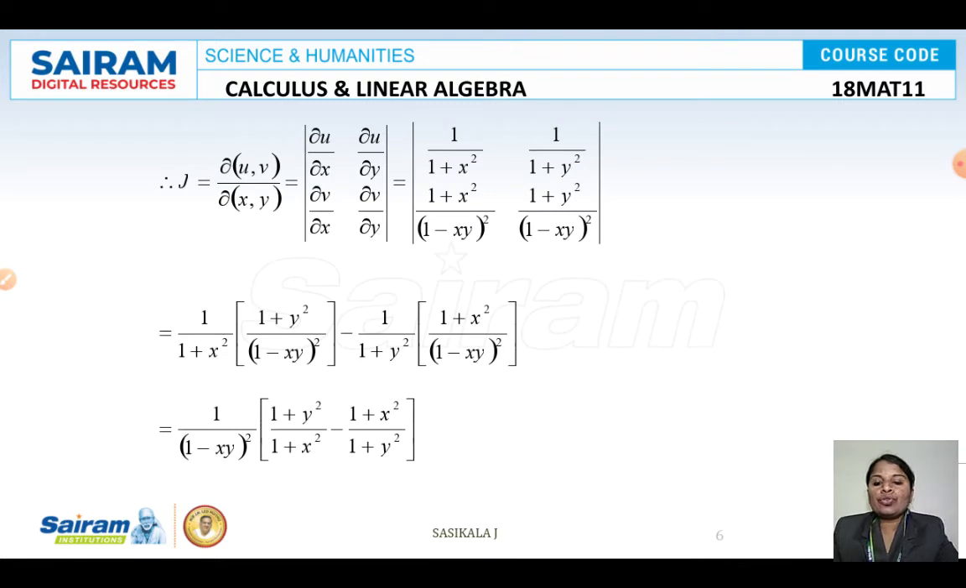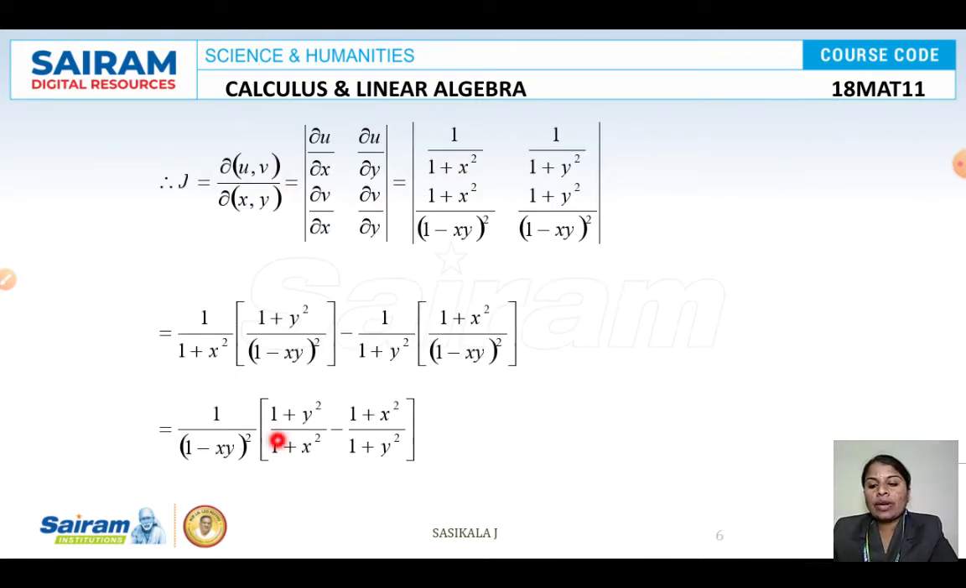Now you can substitute into the formula. At any one place, either at the beginning of the problem or when you are substituting, you have to show the Jacobian's formula. So write the Jacobian's formula, which is dou of uv by dou of xy, which will come as u function with respect to x and y, v function with respect to x and y. So now you can substitute those differentiations and then do the cross multiplication. 1 into 1 plus x squared by 1 minus xy the whole square, then minus of 1 by 1 plus y squared into 1 plus x squared by 1 minus xy the whole square. So now just take out the common factor and take the LCM.